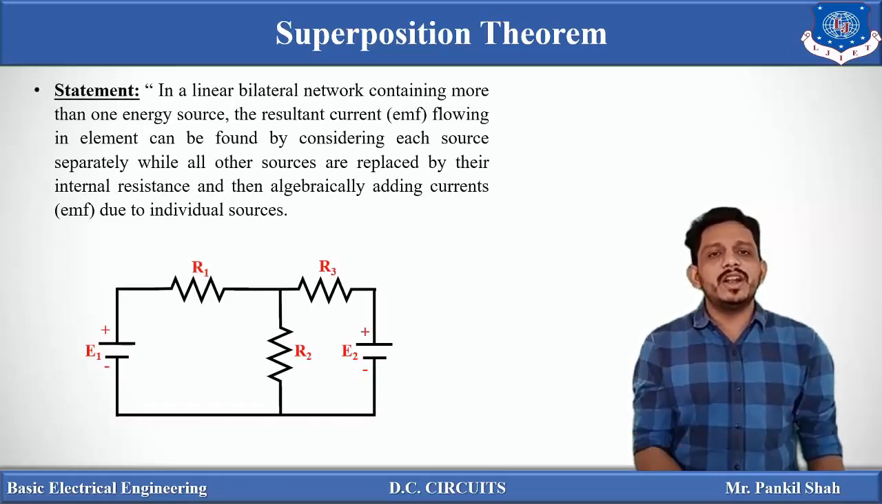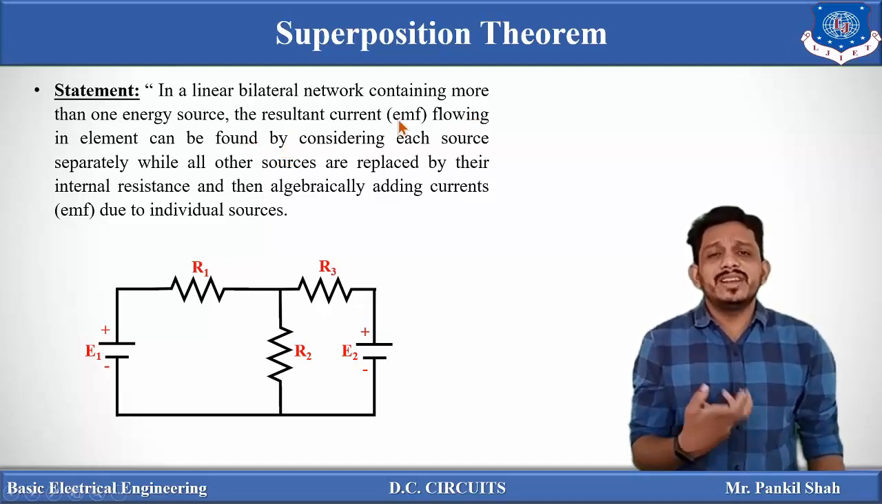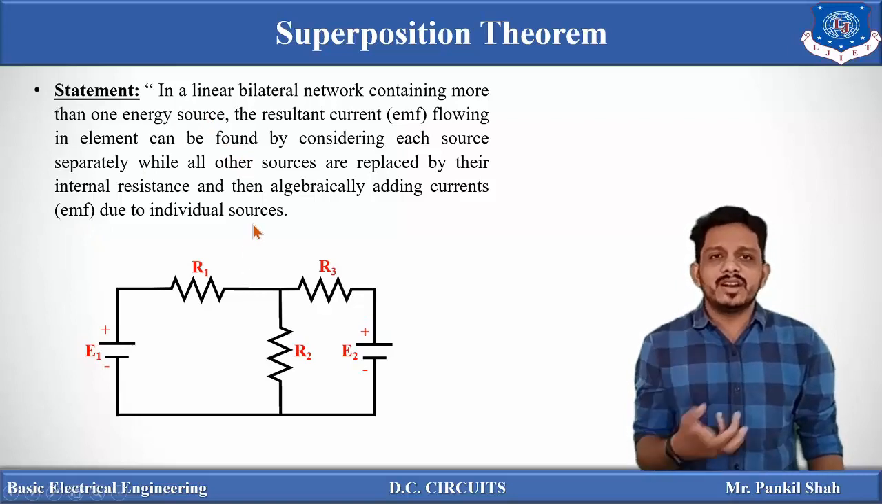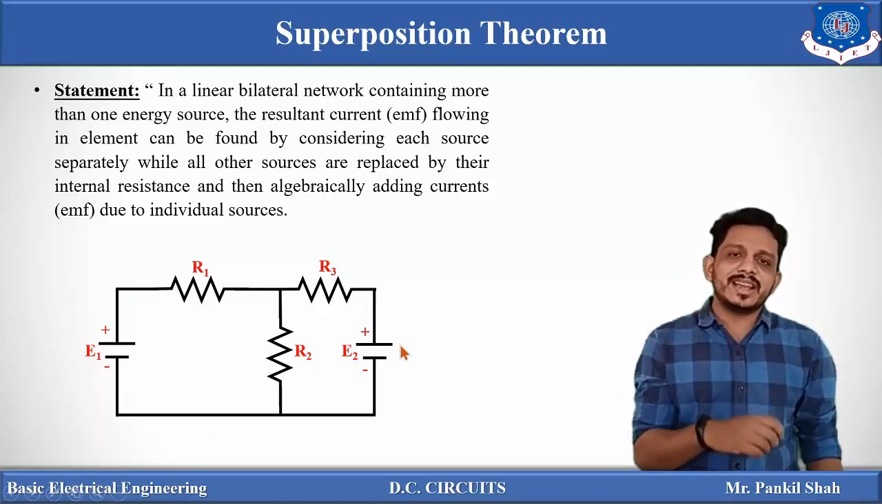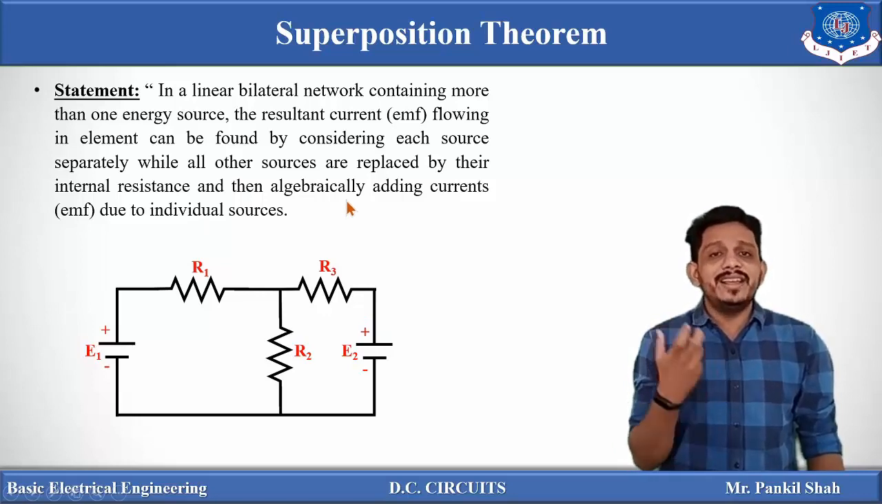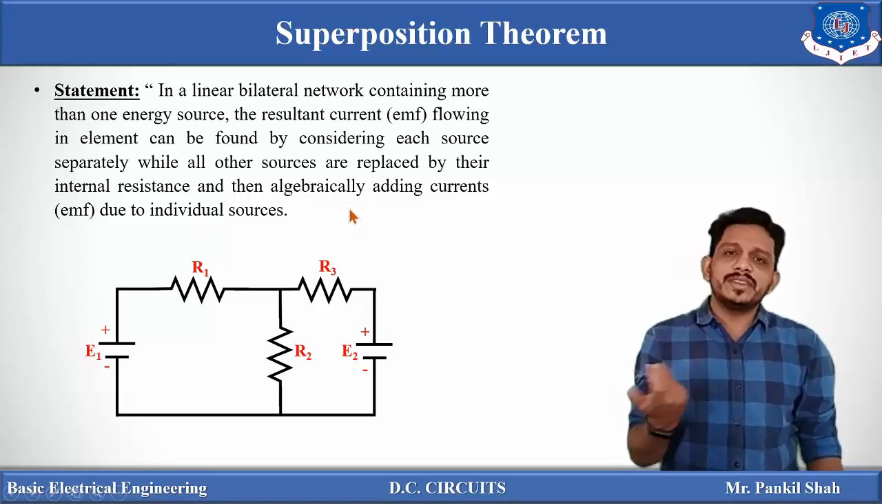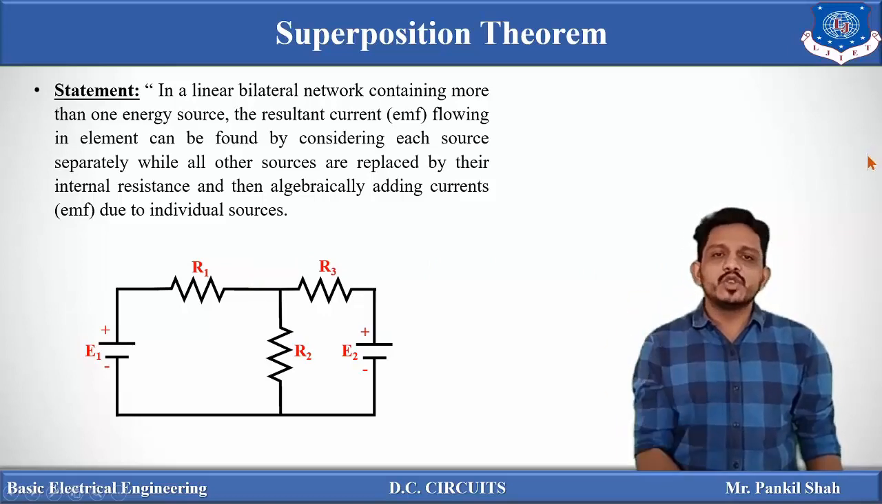So now let's see the statement of superposition. In any linear bilateral network containing more than one energy source, the resultant EMF or current flowing in any element, if you want to find the current or voltage in any element, can be obtained by considering each source separately. It means if two sources are given, you do not consider both sources at a time. You consider the first source alone and then the second source alone, while all other sources are replaced by their internal resistance. Then, algebraically adding those separate responses, that is separate voltages or separate currents, you can find the total voltage or current flowing through your required element. So this is the statement of superposition.